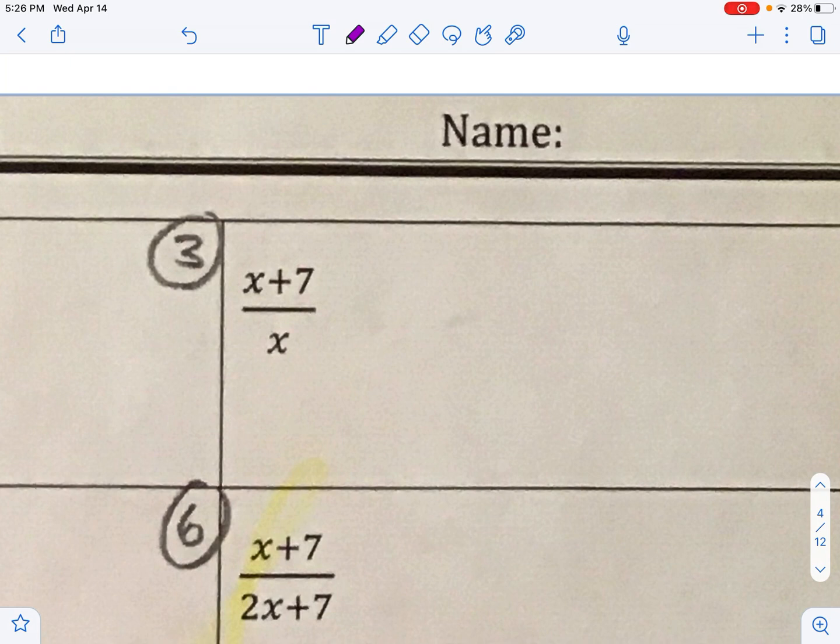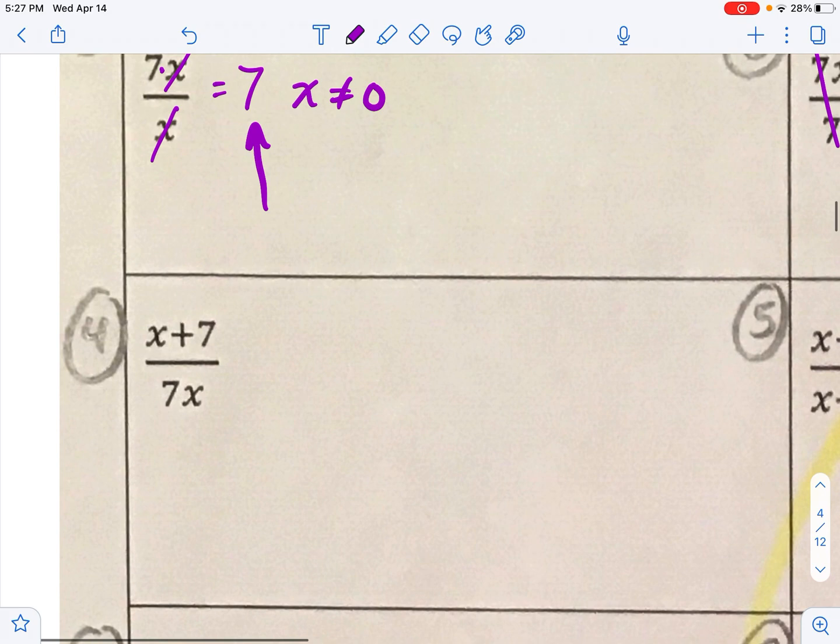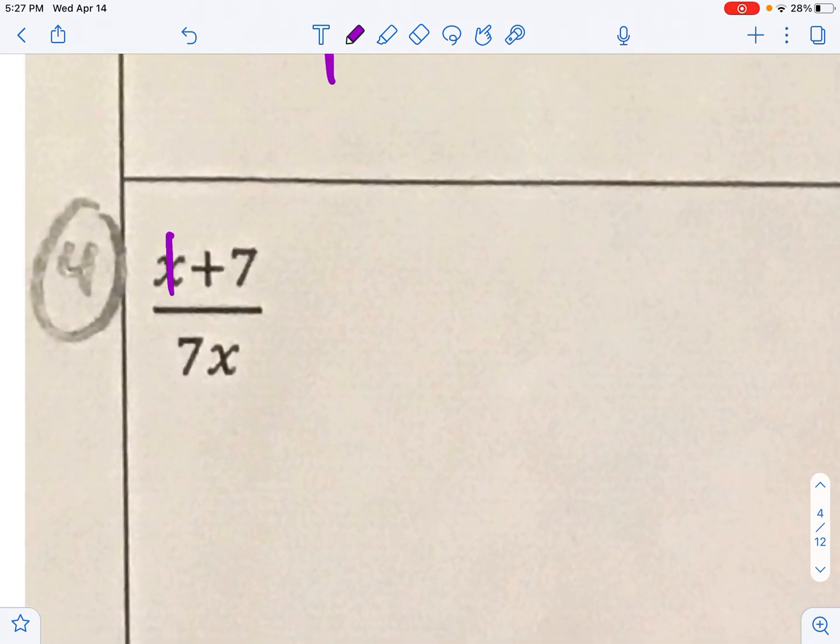So here I'm looking at this, and I see a sum, not a product. I do not want to cancel those x's, so this cannot be simplified. Let's look at number 4. Ooh, I'm so tempted to cancel these x's and the 7's. I don't know what I would get. Would I get 1 plus 1 over 1?